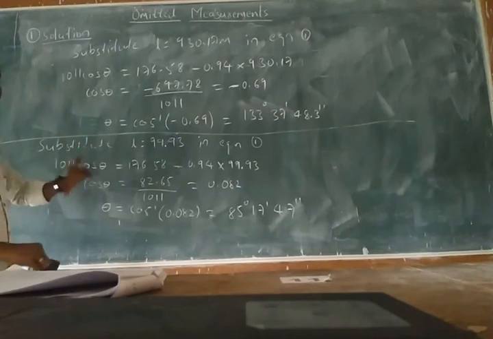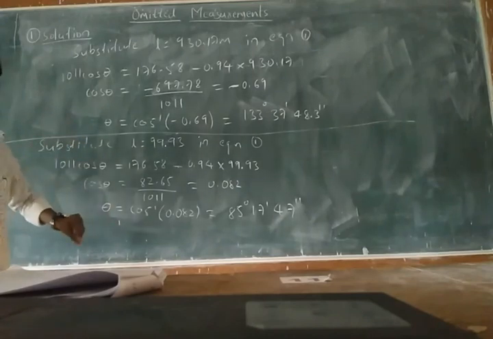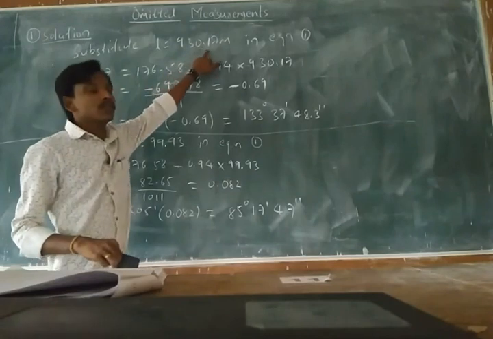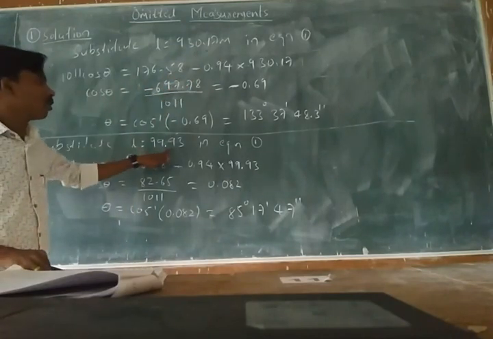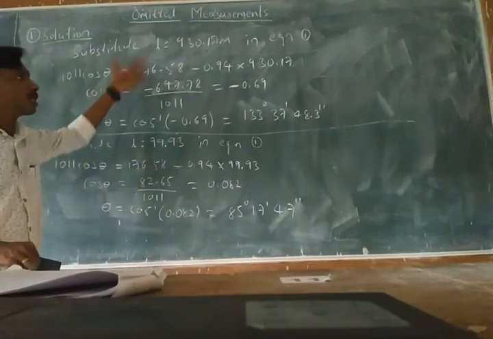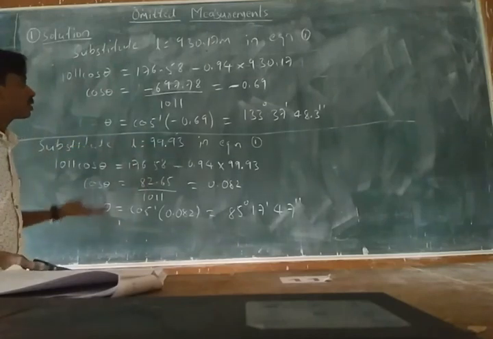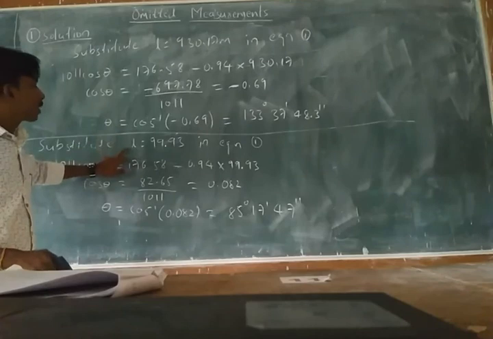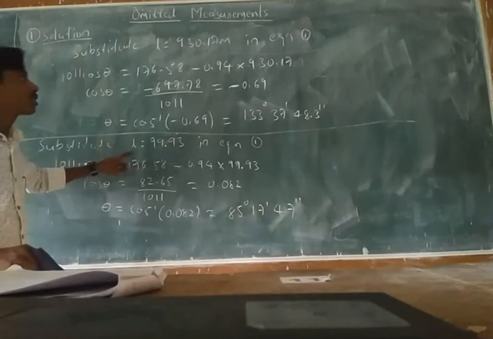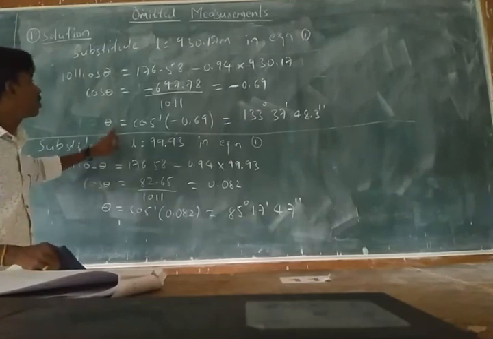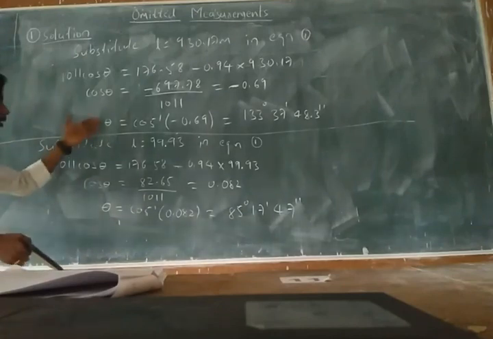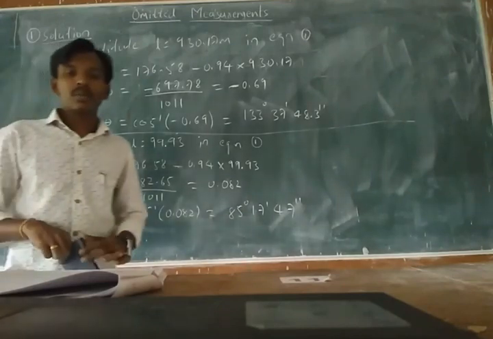So now we got two length values. The first L was 930.17 meter and the second length was 99.93. We don't know which is the exact length, so for that reason we are keeping both lengths, and as we got two lengths, here we are getting two bearings. So this is the completion of the problem.